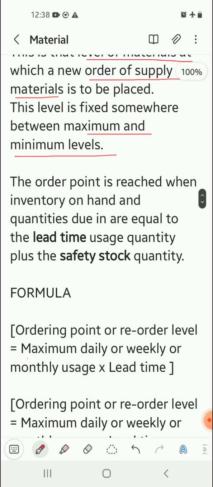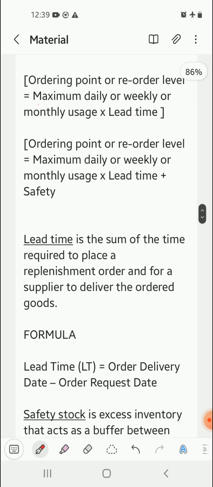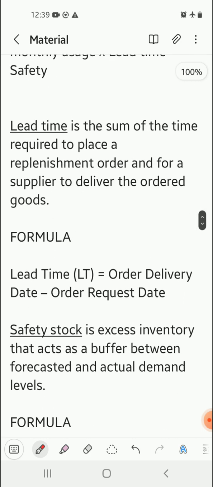That is reached when the inventory on hand, that is the stock in hand, and the quantities that are due, are equal to the lead time usage quantity plus the safety stock quantity. Now we'll know what these two things mean, the lead time and the safety stock. By lead time, we mean that it is the sum of the time required to place a replenishment, that is fresh order, and for the supplier to deliver the order.